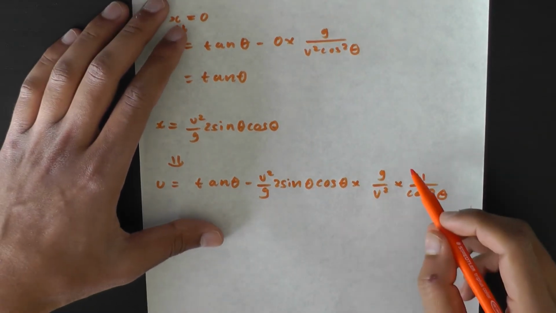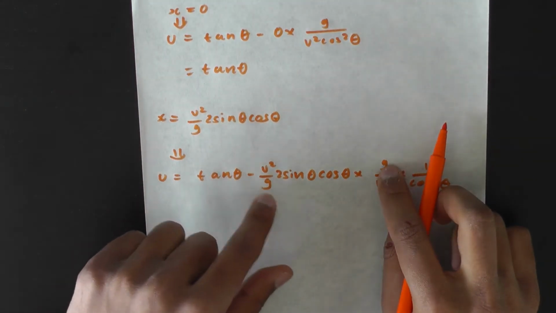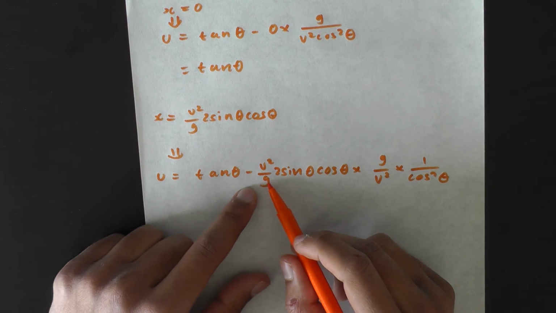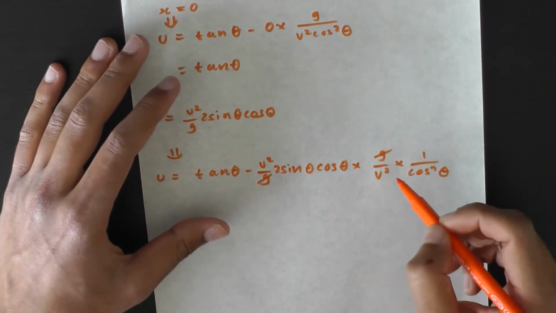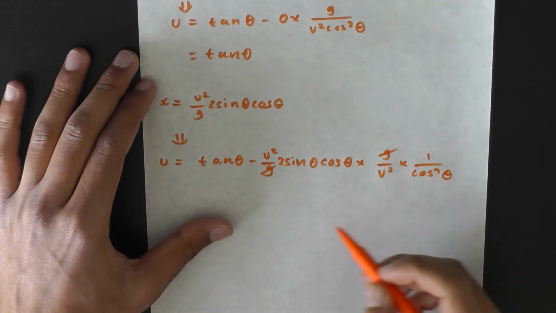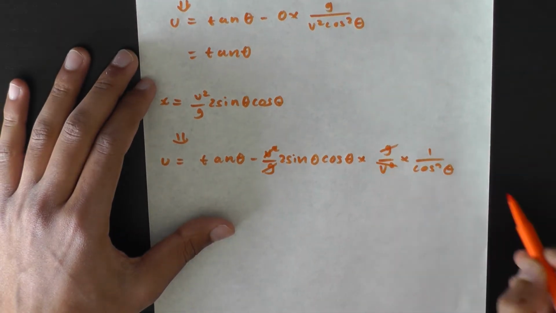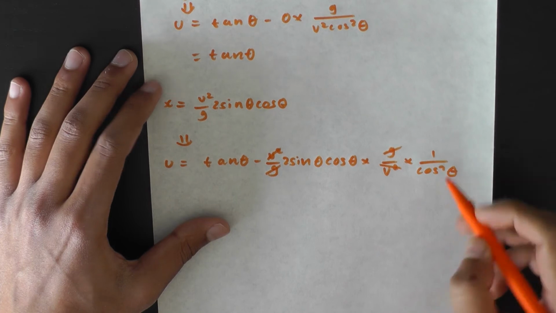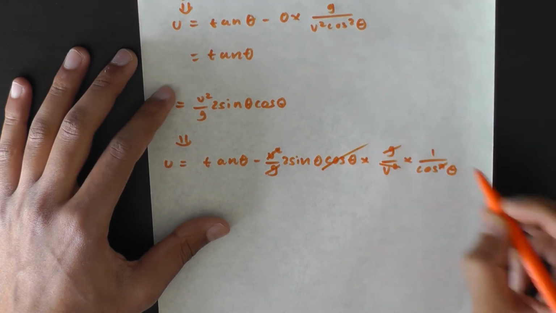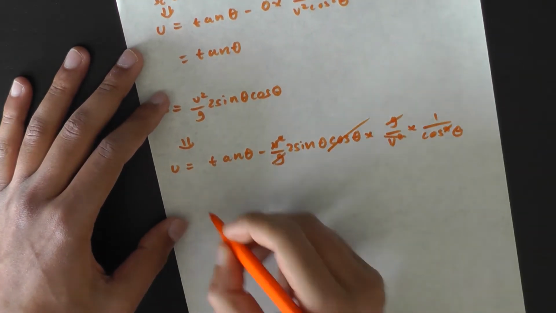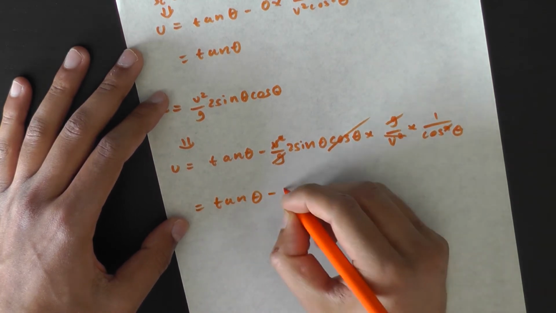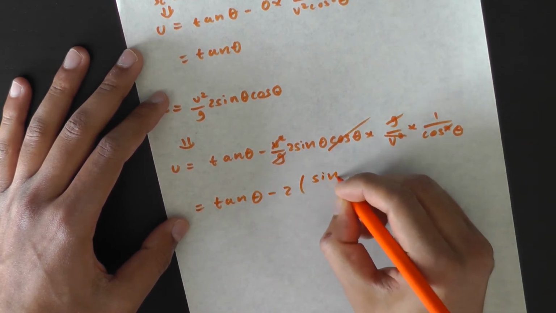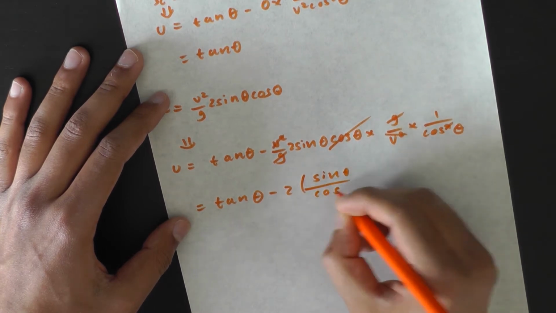So what can we do here? These are basically on the same side. We can cancel these out. They're multiplied by each other, it may not be clear, but they're multiplied by each other. Here we have a cos squared theta and a cos theta. Cancel those out. Then we've got tan theta minus 2 sine theta cos theta.